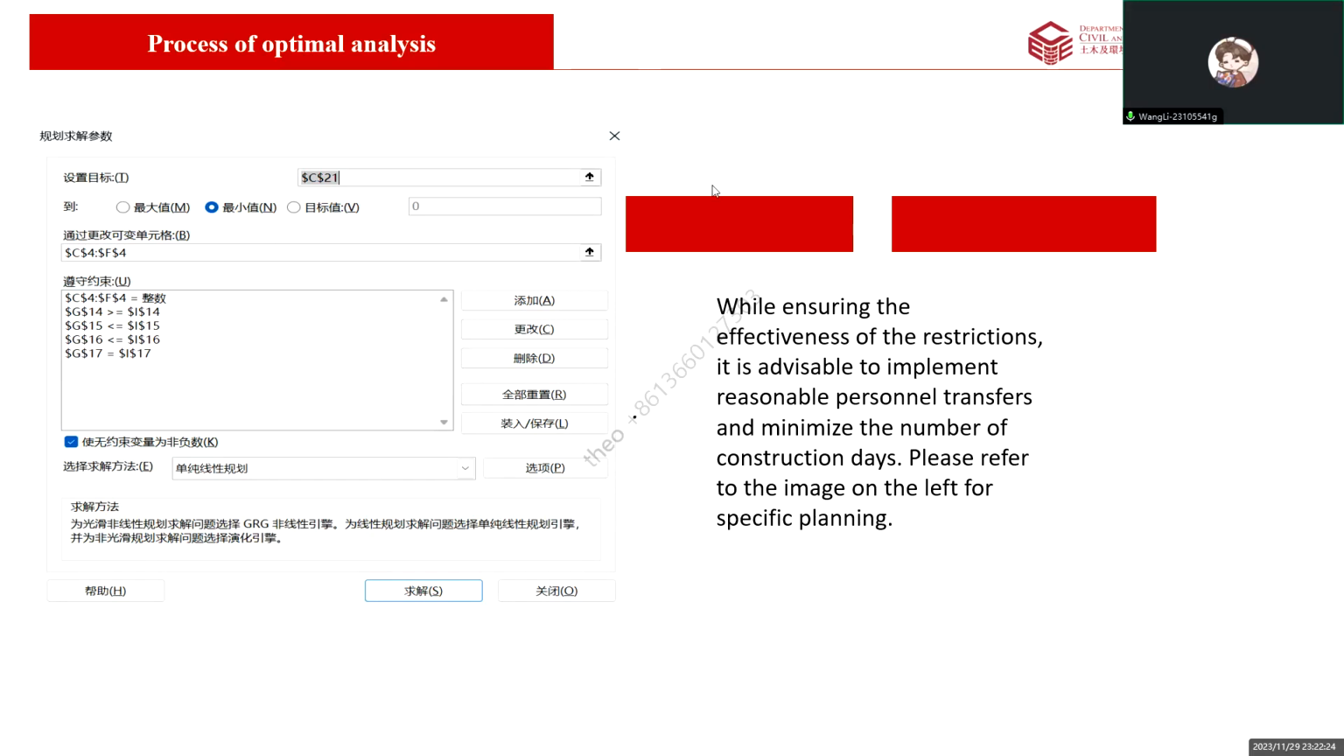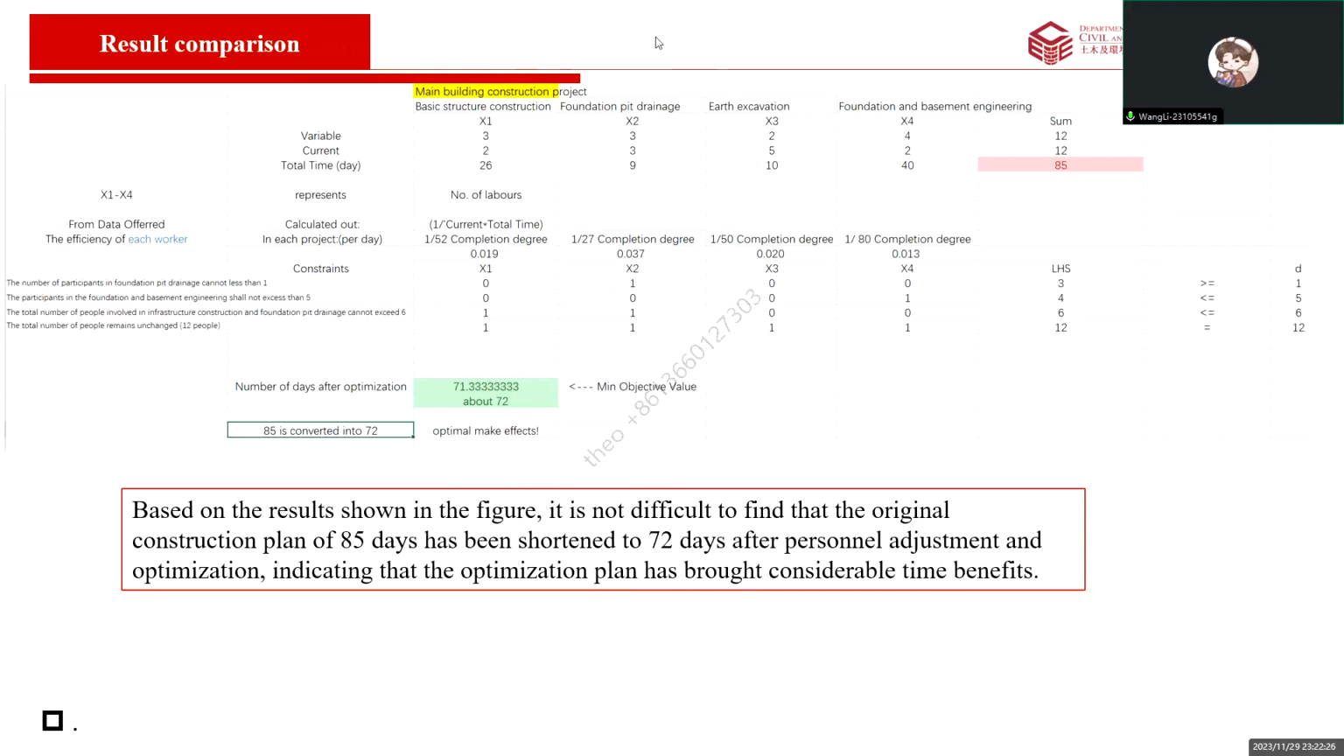In the result area, the green area represents the number of days after our optimization, while the red area represents the original total construction days. By observing the chart, it can be seen that we have increased the number of personnel involved in pile foundation construction and earthwork excavation work, and appropriately reduced the number of workers involved in foundation and basement engineering, thereby reducing their construction time by 13 days, which means this is a very effective optimization plan.